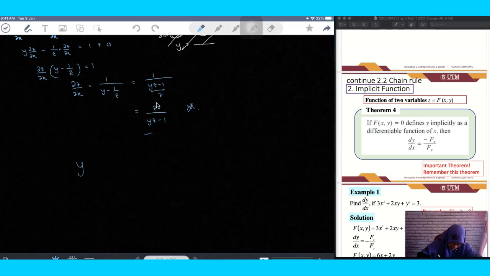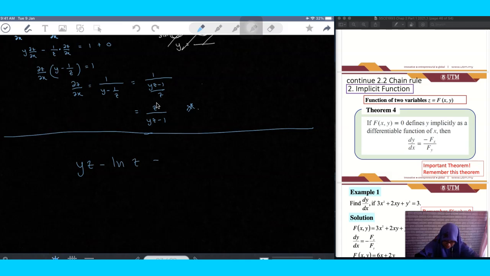So I have yz minus, so this is another option that I want to introduce in this video. So yz minus ln z, and then you bring x and y to the left side. So you have minus x and then minus y, and this becomes 0. So now you can see this one, right? So now your function becomes equal to 0.